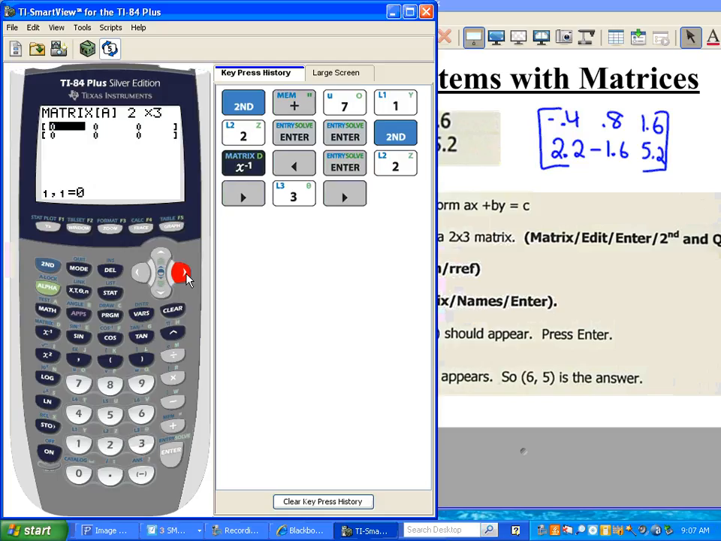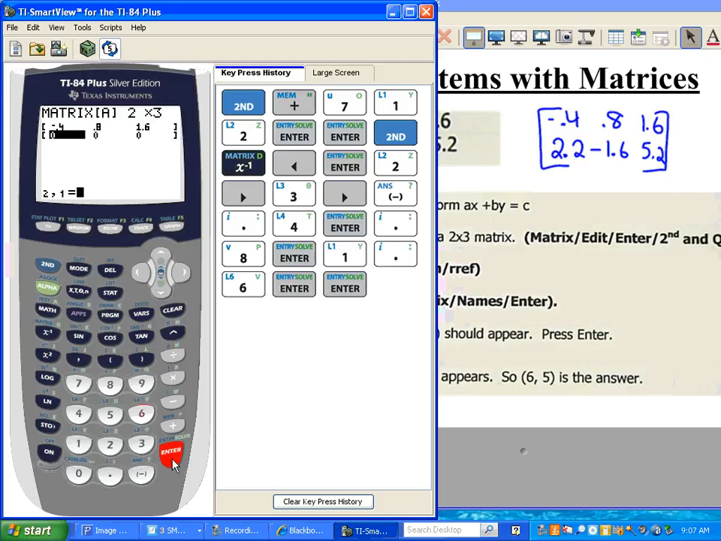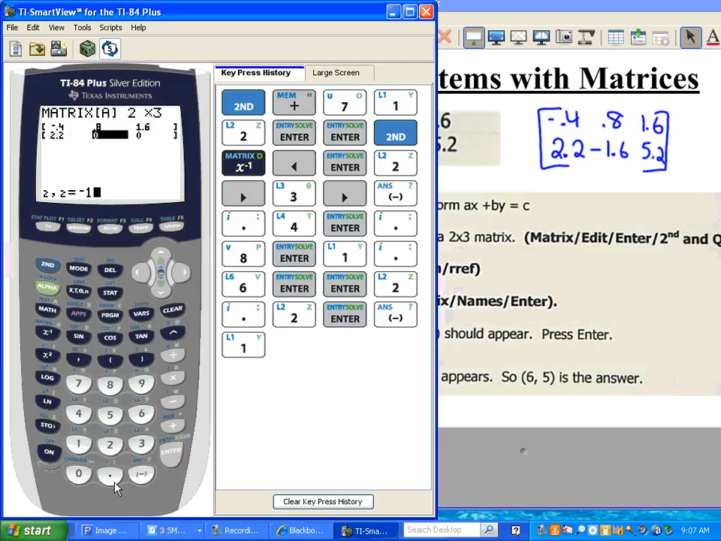We now need to enter in all of these numbers. Now stay with me so you don't type it in wrong. The negative is down here below the 3. So hit negative 0.4. Enter. 0.8. Enter. 1.6. Enter. 2.2. Enter. Negative, make sure you hit the negative at the bottom. 1.6. Enter. 5.2. Enter. So make sure yours look just like mine.